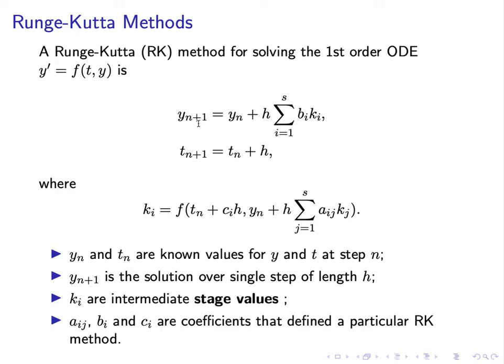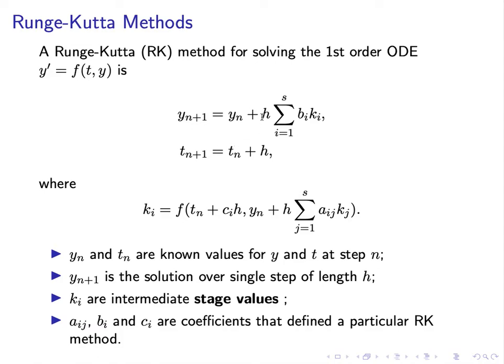Okay, so this is known as advancing the solution by adding this weighted sum to our current solution. We can see here we have a summation i equals 1 to s of bi times ki. Now you'll notice here I've got a bi value, a ci value and aij. We'll come back to these. These are just coefficients. What we have here with the ki are known as stage values. So these are intermediate calculations which we need to do in order to update yn plus 1.